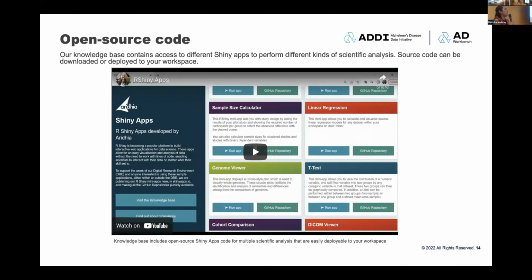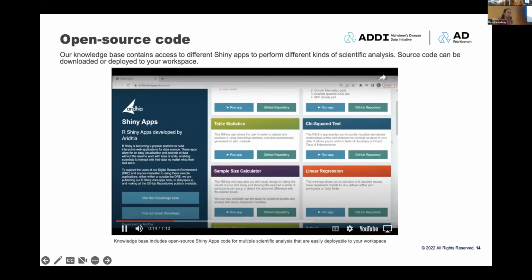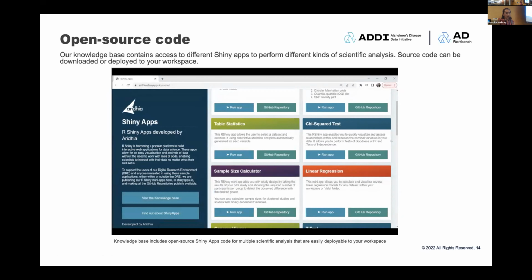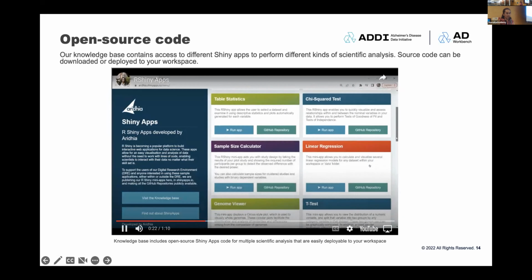On our knowledge base, we also have different mini apps that if you like, you can deploy them into your workspace so you don't have to create them. The code is open source, so that comes in handy. I made a video for this, but I'm just going to skip through it for the sake of time. But anyways, there are several examples of mini apps that will help you analyze different types of data like sequencing, or just run different types of analysis like linear regression, or run different tests.